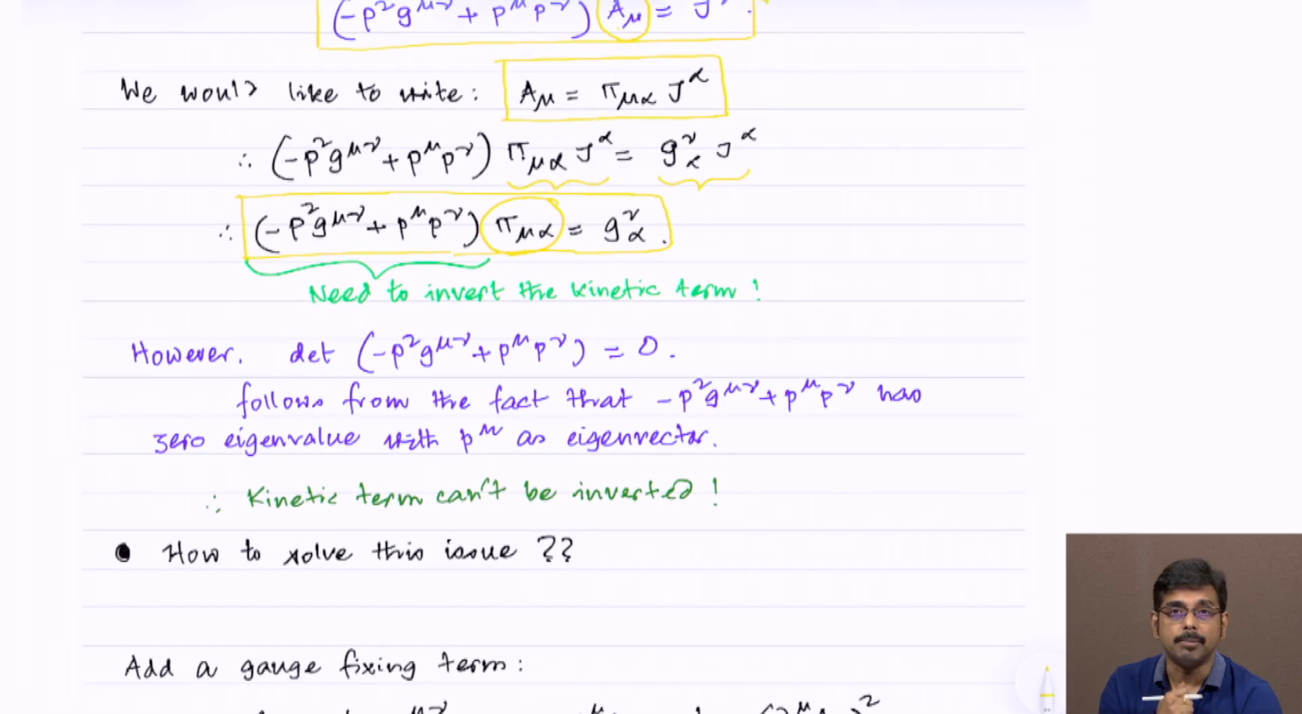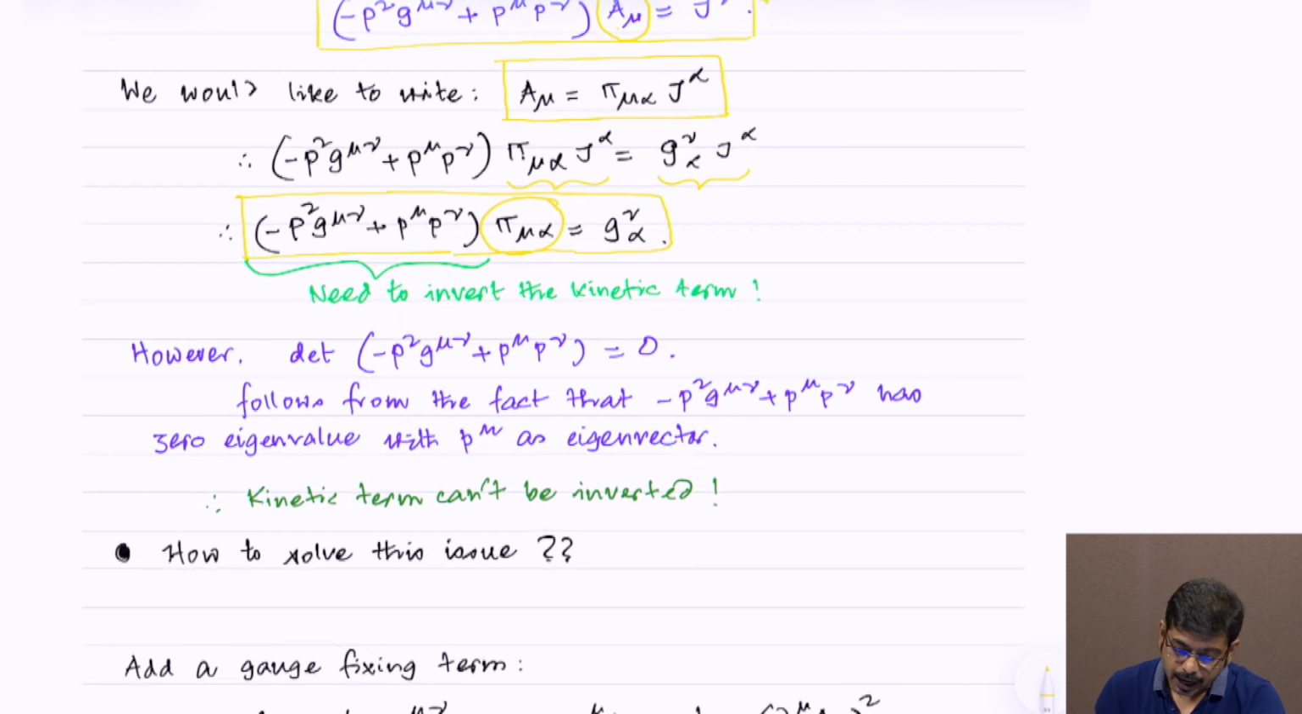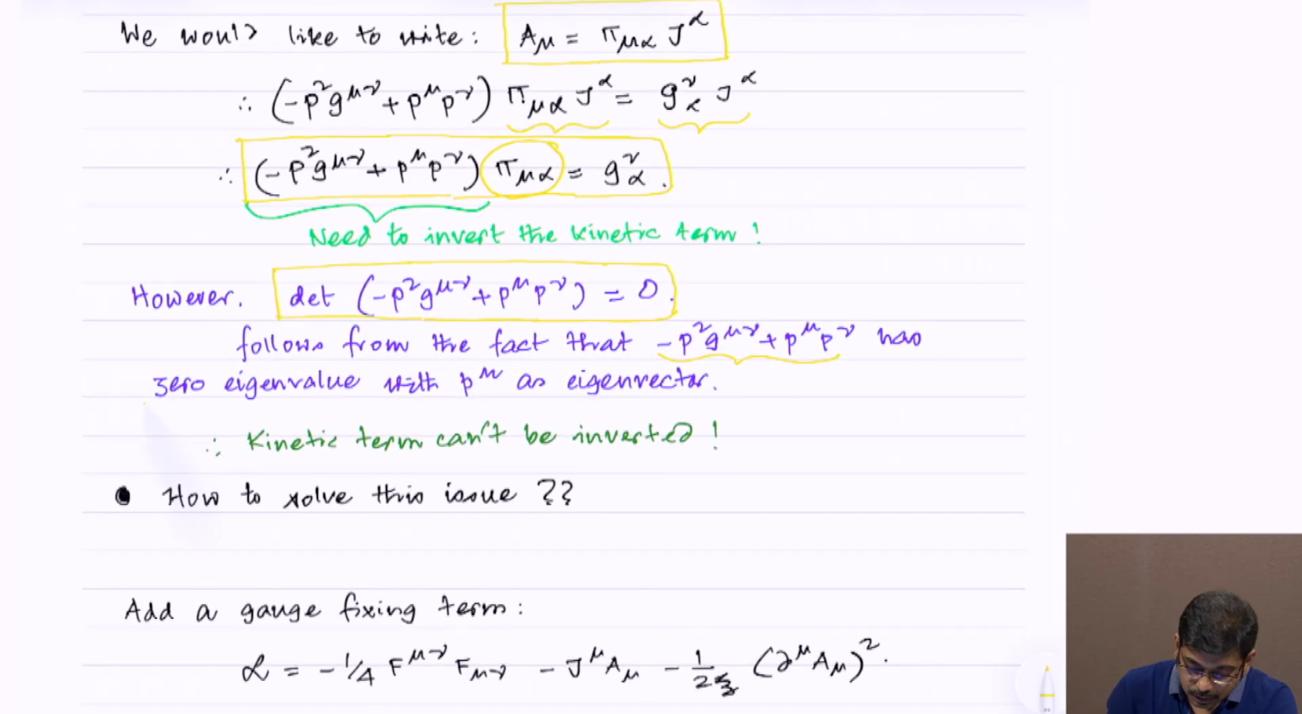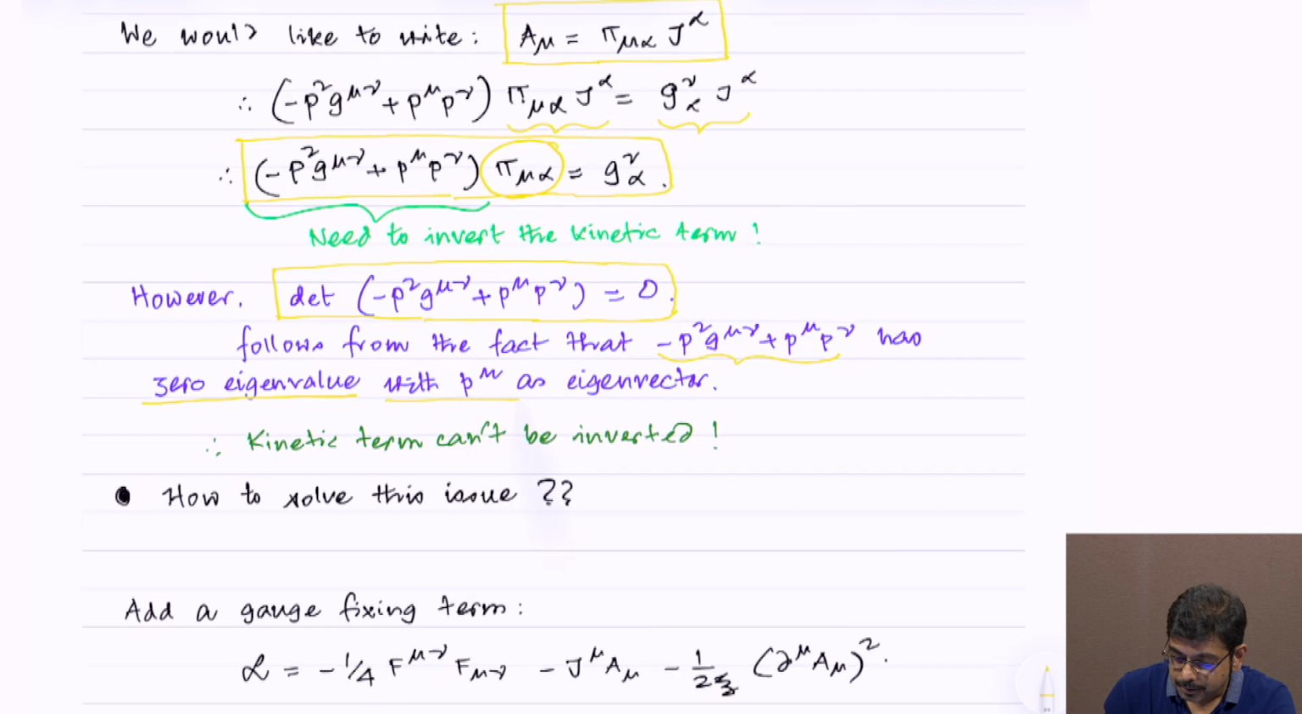But now there is a trouble. The trouble is that in order to take the inverse, we have to find the determinant of this prefactor, −p² g^{μν} + p^μ p^ν, and it turns out that this determinant is identically 0. This essentially follows from the fact that −p² g^{μν} + p^μ p^ν has 0 eigenvalue with p_μ as its eigenvector. Now, this is something that you can easily check.